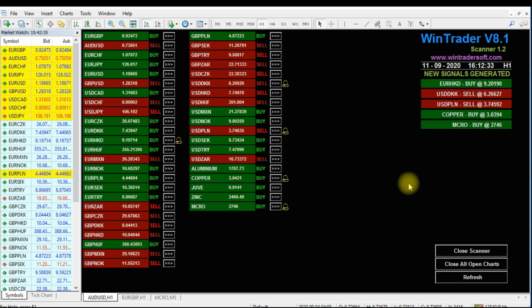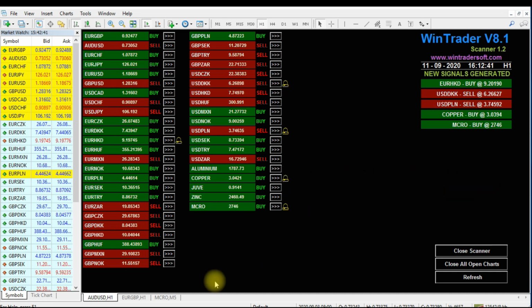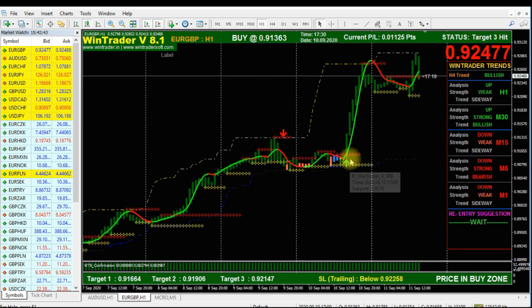The 3 different types of signal are: first, the direct signal; second, the re-entry signal; and third, a trend-based signal. Direct signal means you can see this green up arrow and the red down arrow. That is a direct signal. And the second is a re-entry signal. And third, you can see there is a green line and red line. That is a trend line. So the green line indicates the uptrend of the market and the red line indicates the downtrend of the market. Whenever this trend changes, the scanner rarely gives a buy or sell indication.